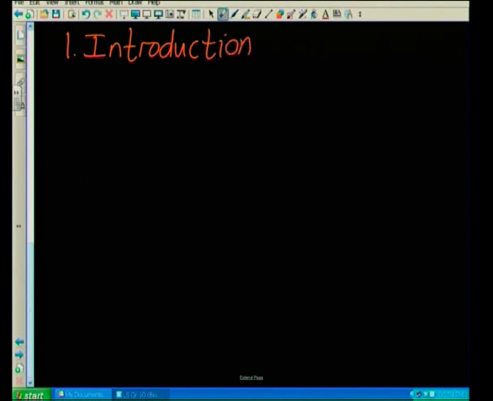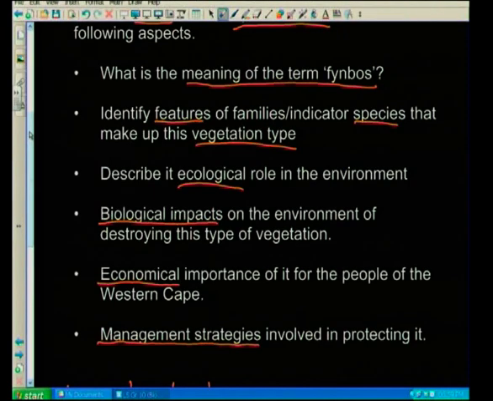Now, with your introduction, it's a short paragraph explaining what you are going to talk about in the essay. It doesn't help to give too much detail because you're just going to repeat yourself in the essay. So in your introduction, you're going to mention, if I move back, in my essay, I'm going to discuss the features, the ecological role, biological impacts. So you're going to basically summarize these points into one paragraph. No detail. Like I said, you're going to repeat yourself. All right. So you need a short introduction, very short.